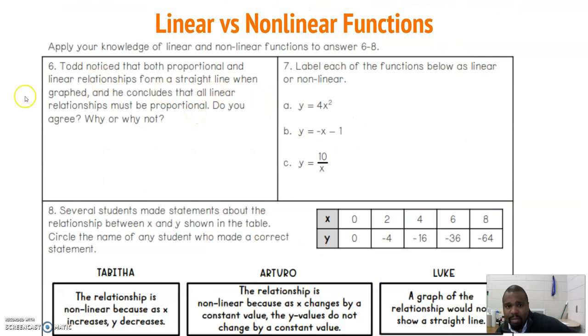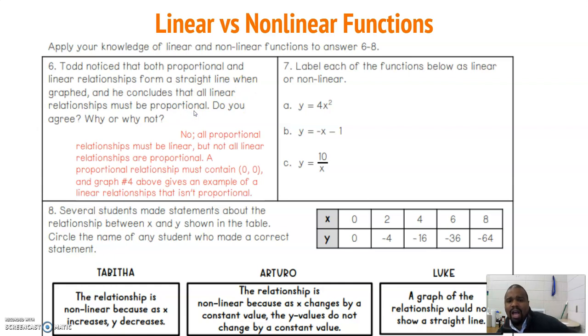Todd noticed that both proportional and linear relationships form a straight line. So when you're talking about that, you're thinking about unit rates, constant proportionality, and whatnot. You're trying to make that connection. And it's saying that all linear relationships must be proportional. Well, all proportional relationships must be linear because it has a constant rate of change. But not all linear relationships are proportional, and the reason being is that a proportional relationship has to pass through the origin.